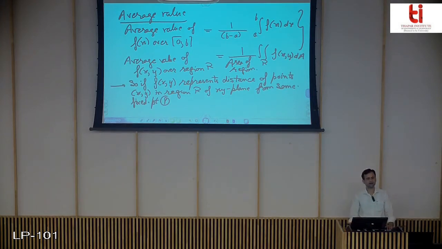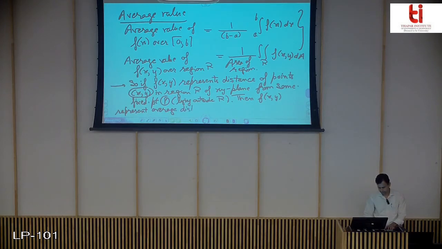Say you have some region R, and you are taking points (x, y), all those points of region R, and P is a fixed point lying outside the region R. Then f(x, y) represents the average distance of points (x, y) from the fixed point P. That is the region R we are considering in your xy plane.